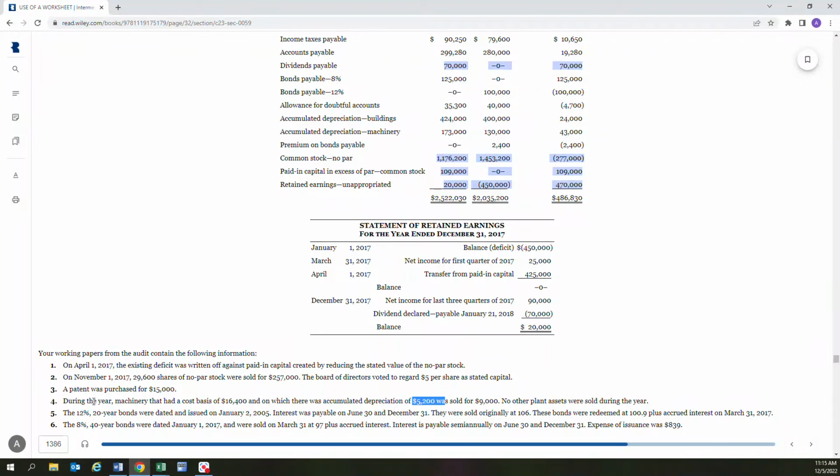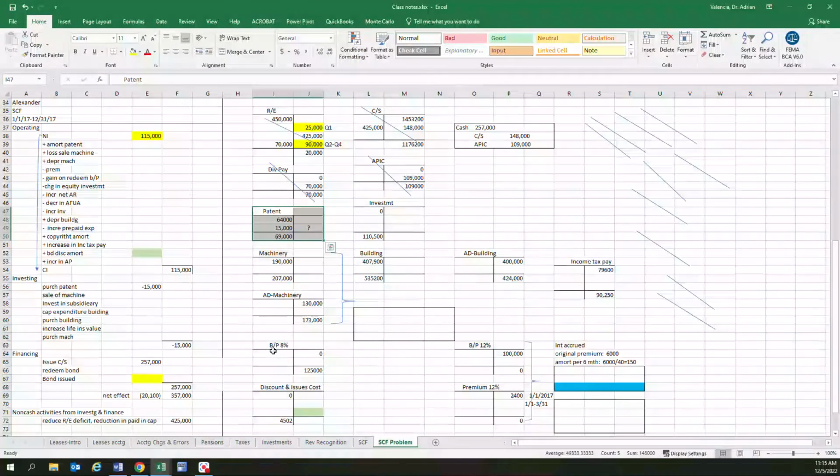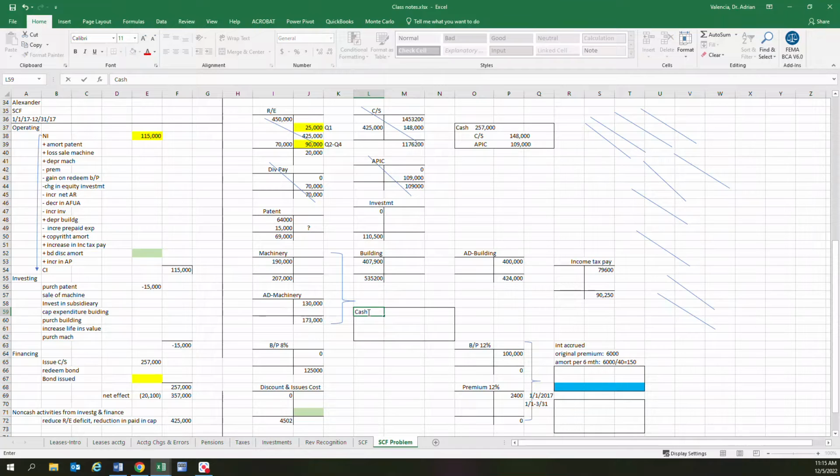So let's recreate this transaction. Okay? And let's do it right here. In terms of cash, we receive 9,000. We get rid of the accumulated depreciation of the machinery of 5,200. This is given information. And then we get rid of the machine for the original cost, which was 16,400, they told us. And then this ends up giving us a loss of 2,200. Now, you know that this loss here is going to be added back to the operating activities, right? So we'll do that soon.